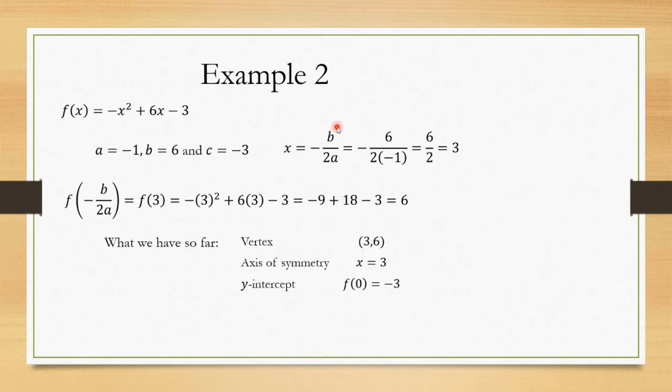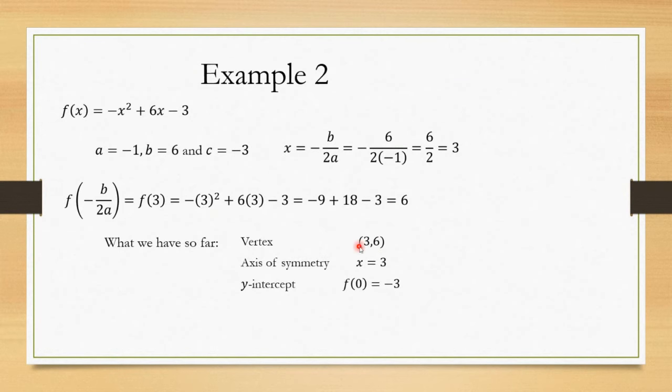Now, for the y coordinate, we do f of that down here. We have f of 3, which is -3 squared plus 6 times 3 minus 3, okay? And that becomes -9 plus 18 minus 3, which is 6. So the vertex is 3, 6.